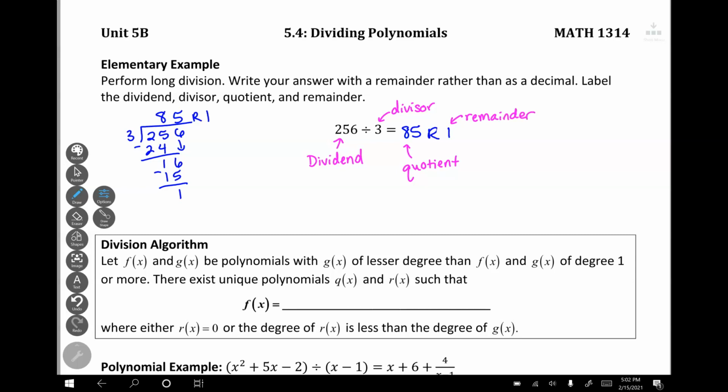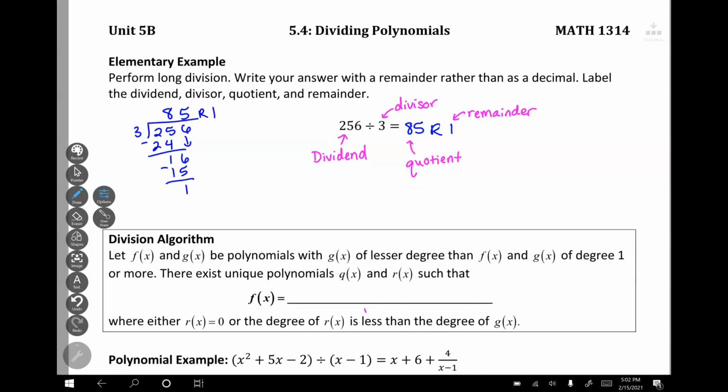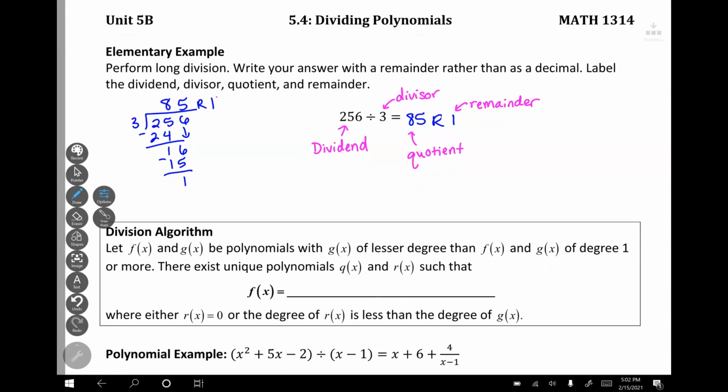All right, so that's just a little review, but we are going to look at how to do long division of polynomials, and then we'll look at a little bit of a simplified version of dividing polynomials that only works with linear divisors.